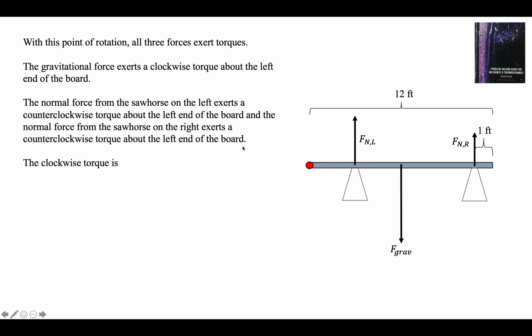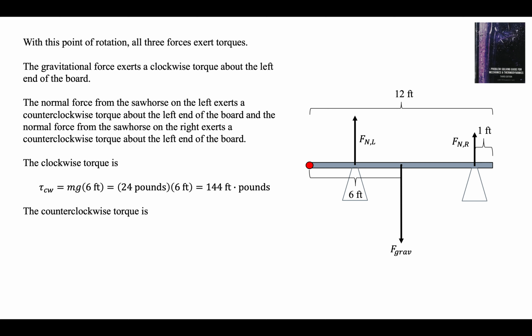The clockwise torque from gravity is 6 feet times 24 pounds, which is 144 foot-pounds. That's a torque, force times distance. The counterclockwise torque, we have two forces producing counterclockwise torques. The normal force on the left sawhorse is 3 feet away. The normal force on the right sawhorse is 11 feet away. Right? Okay. The counterclockwise torque is 3 feet times the normal force on the left sawhorse, plus 11 feet times the normal force from the right sawhorse.